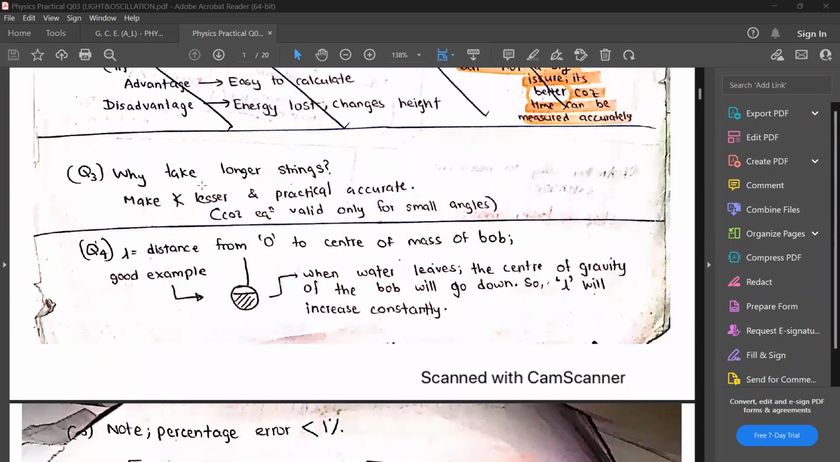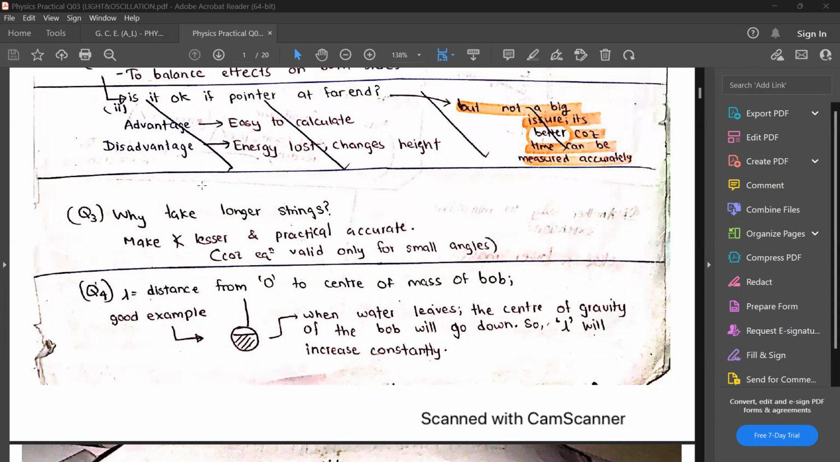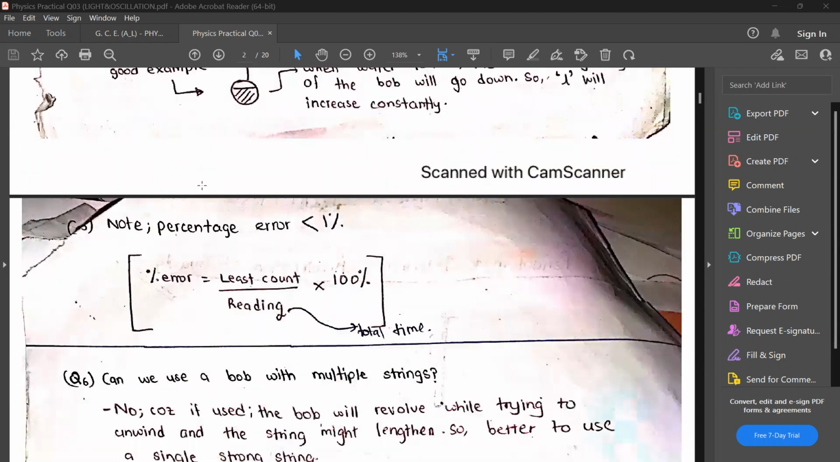Why take longer strings? Now they can ask it in another way, like give us a way that we can increase the accuracy of the experiment. Then you can suggest we can use longer strings. So these questions and answers can be swapped as well when they ask. So don't always remember one way, just get the idea properly. There should be a little bit of memorizing, that is true.